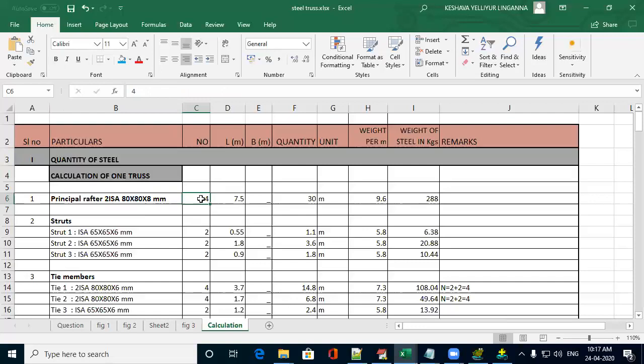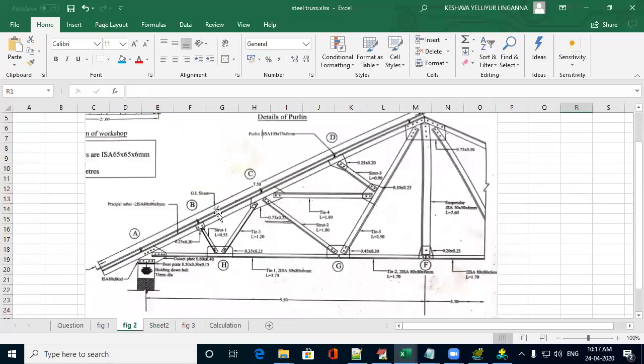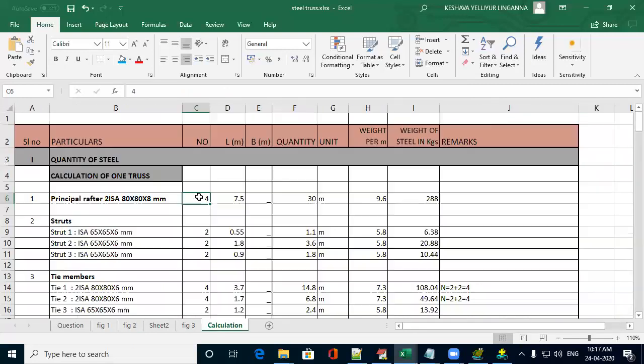Why 4 number? 2 ISA means 2 angles will be used in the connection on each side. That means on one side itself, 2 angles are connected back to back. So here 2 angles and this side 2 angles. So totally the number of principal rafters used will be 4 in a single truss. I'll show you how it is connected. Before that, let us complete this.